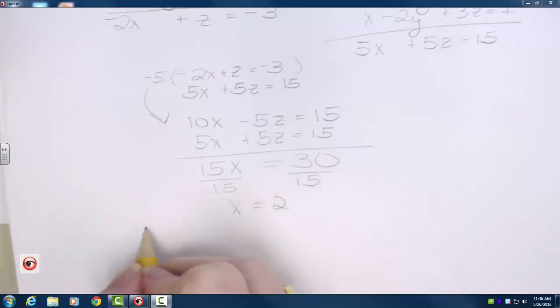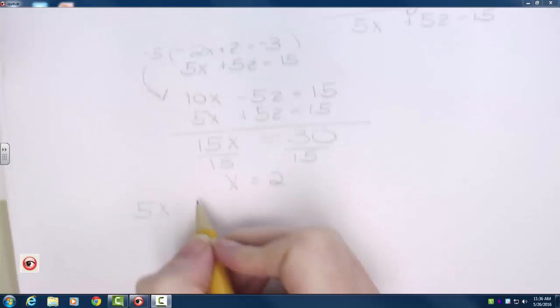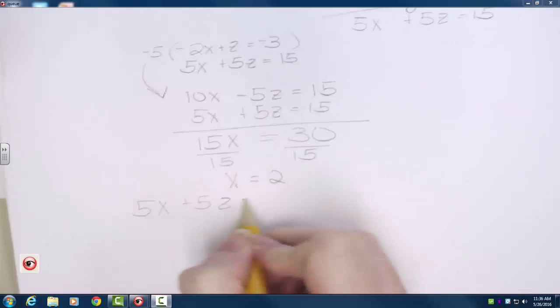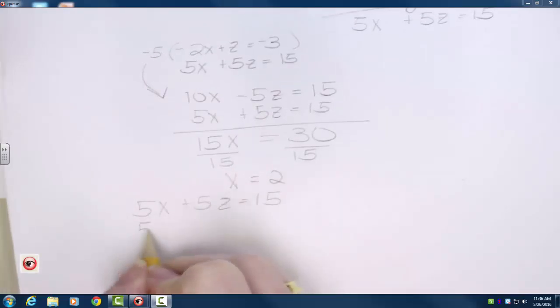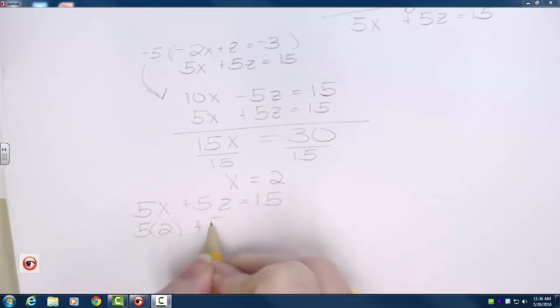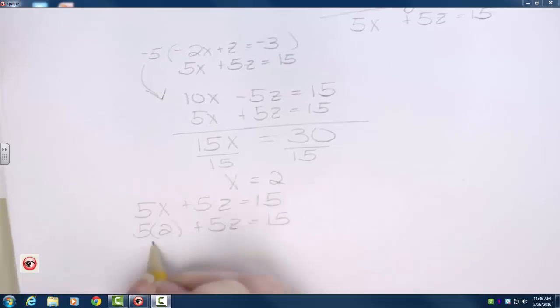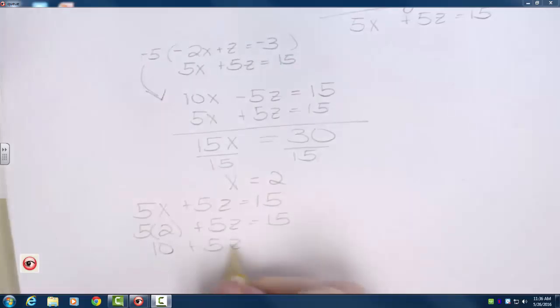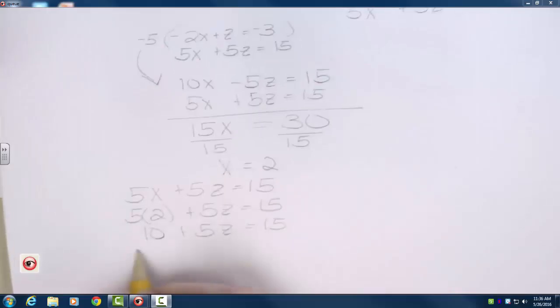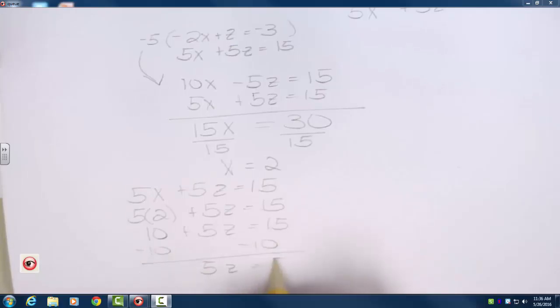All right, so now I'll pick one with 2 variables. 5x plus 5z equals 15. I'm going to plug the 2 in. So I'm going to have 10 plus 5z equals 15. Subtract the 10, and z equals 1, which again is what we wanted.